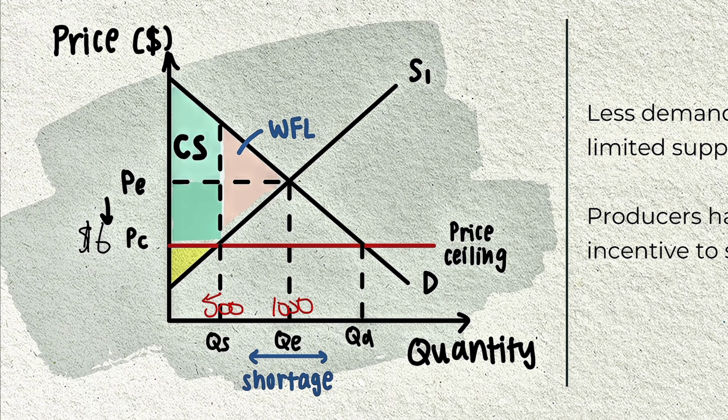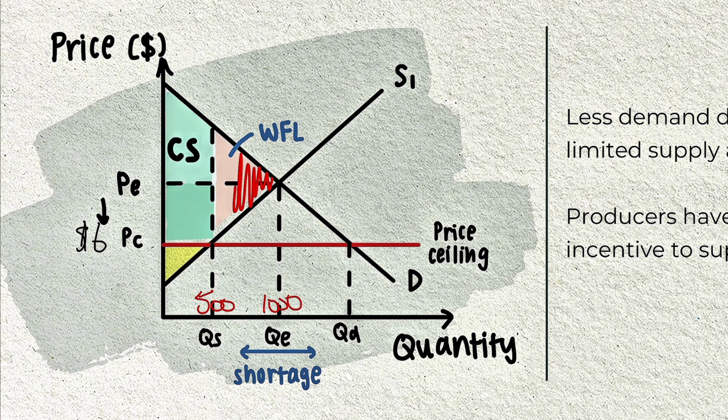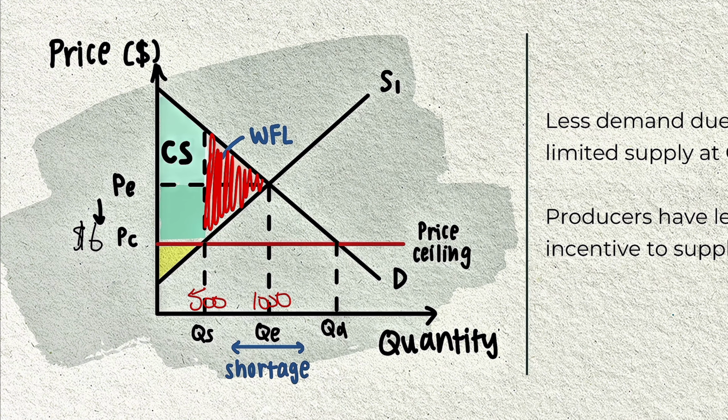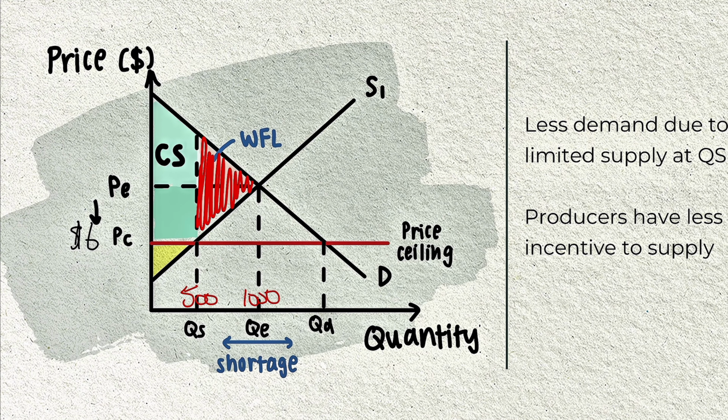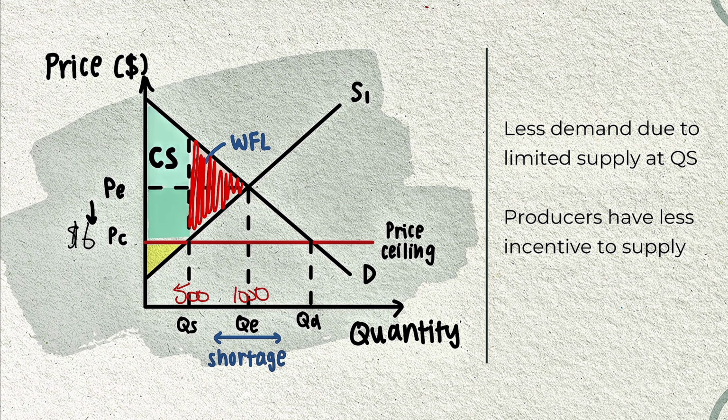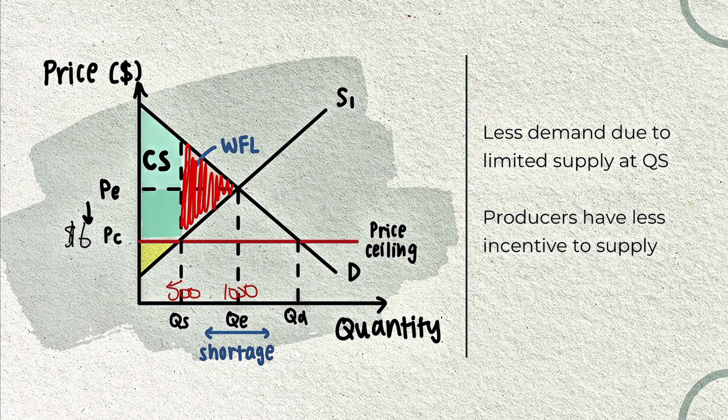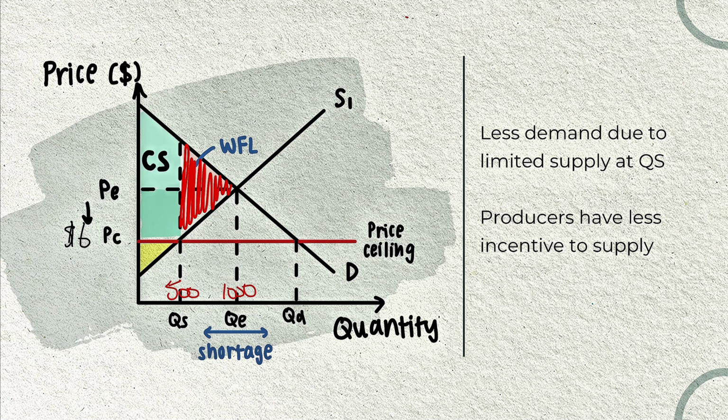Before the price ceiling, these were mutually beneficial trades. But these trades no longer take place due to the price ceiling. And as you can see, the area shaded in red is the consumer and producer surplus that has been taken away. This is called the welfare loss or deadweight loss.